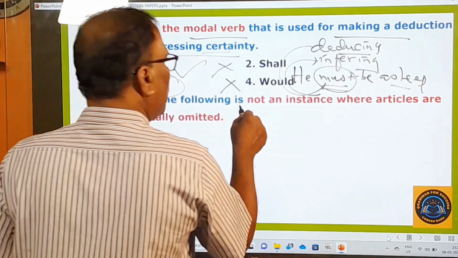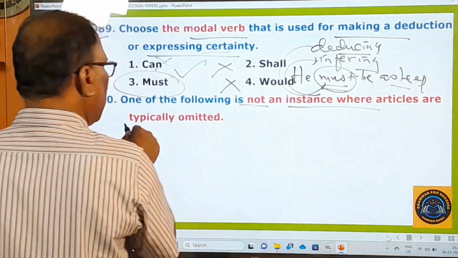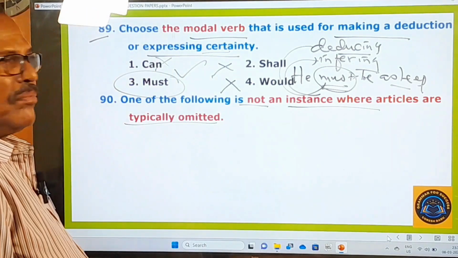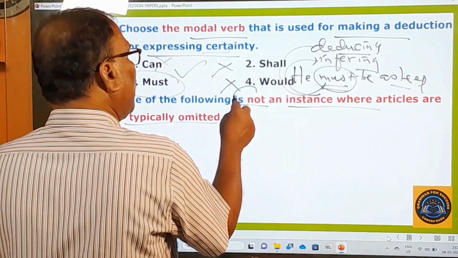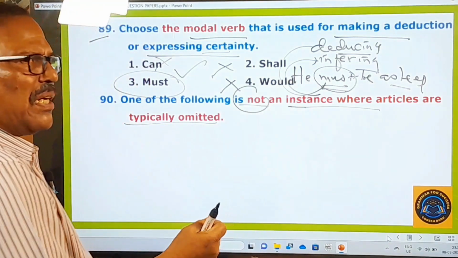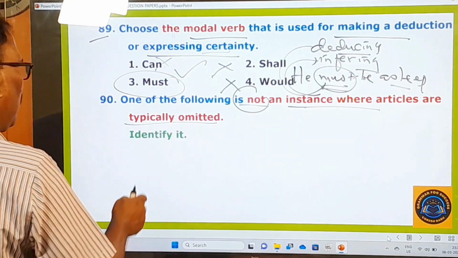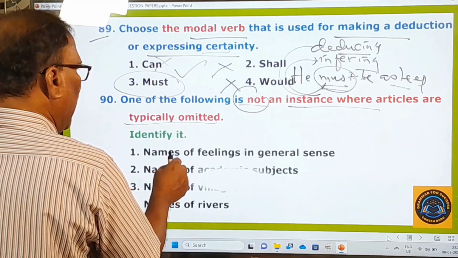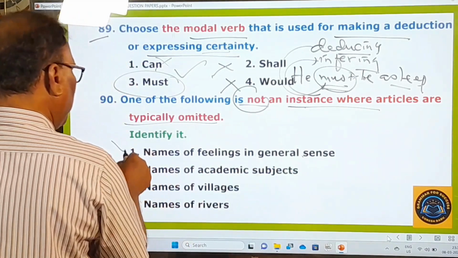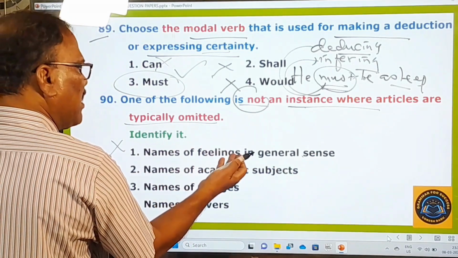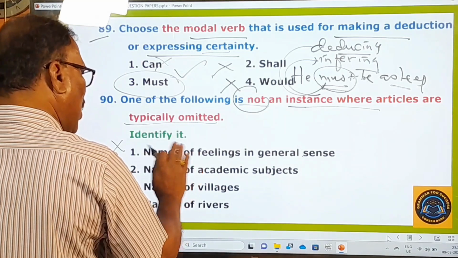One of the following is not an instance where articles are typically omitted. Not typically omitted, not an instance. That means articles are not omitted before them. Identify that. What is that? Names of feelings in general sense. Before the names of feelings in general sense, we don't use any article.